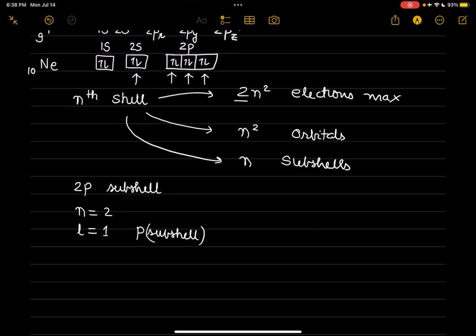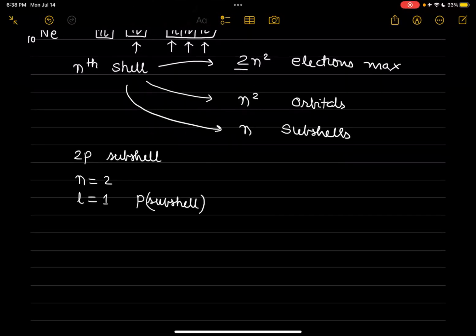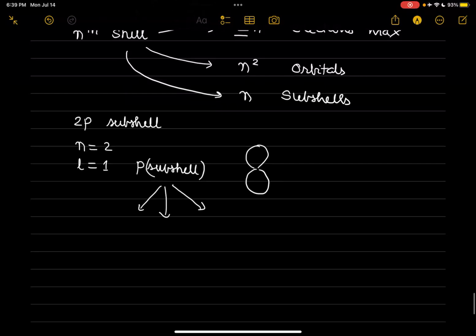What is the shape of the p subshell? Dumbbell shape, right? This is the general shape, but the p subshell is not just one shape. It consists of a group of three orbitals, the electron clouds. And what are those three orbitals? Because l is 1, m will vary from minus l to plus l.